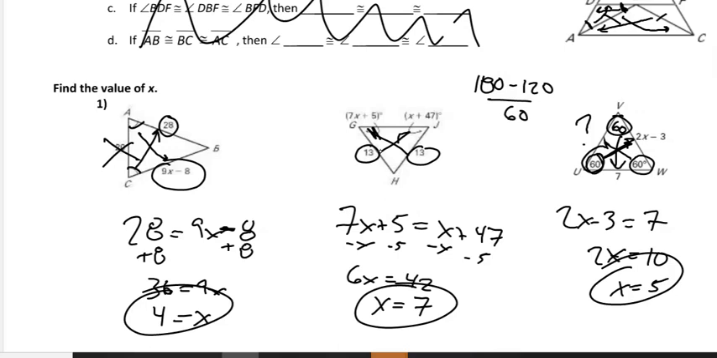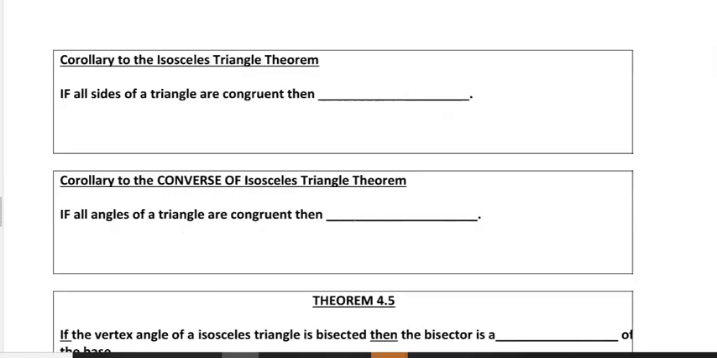All right, so remember, if the angles are congruent, the opposite sides are congruent. If the opposite sides are congruent, then the angles are congruent. Let's look at, I believe this is the last page. Okay. The corollary. Another weird word. Corollary means just like a side note. Corollary to the isosceles triangle theorem.